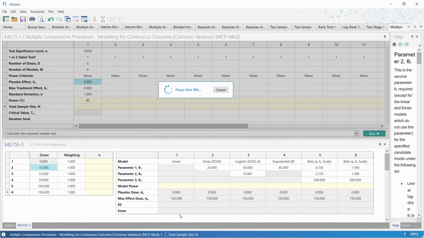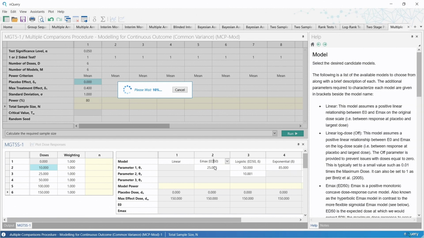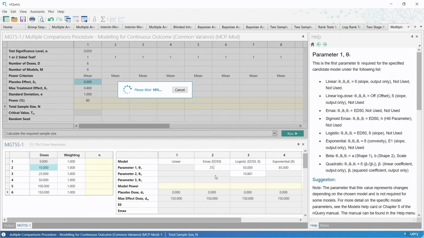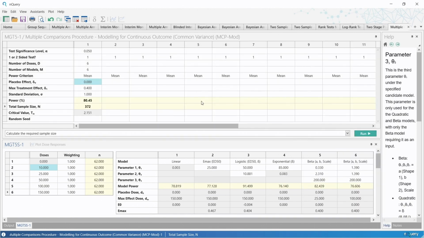In other words, for one that increases until it reaches an asymptote, it will give the asymptotic effect size in the Emax row. If you want more detail on the particular models provided, these are available from the help cards, which are automatically displayed when you select the model, parameter 1, parameter 2, and parameter 3 rows. Once the MCP Mod sample size is calculated, the overall sample size is given here, and the sample size per group of 62 at each dose level is given here.